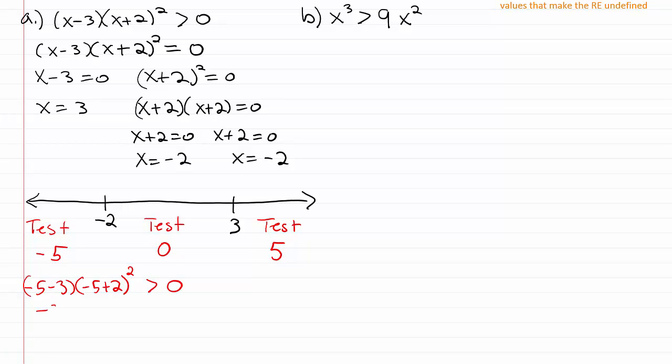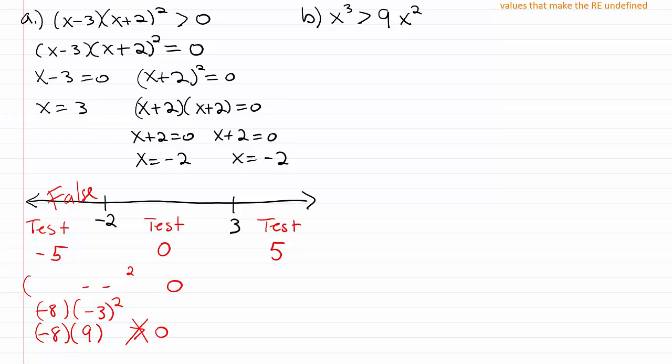Well, this is negative 8, right, times negative 3 squared. Well, we'd square before we do the multiplication, so we'd end up with negative 8 times 9. That's negative 72, and that is not greater than 0, right? That isn't true. So we're going to say that this is false, right? False. You can just cross it out or put an F, whatever you want. In other words, those aren't solutions there. That part of the number line doesn't contain solutions to this inequality.